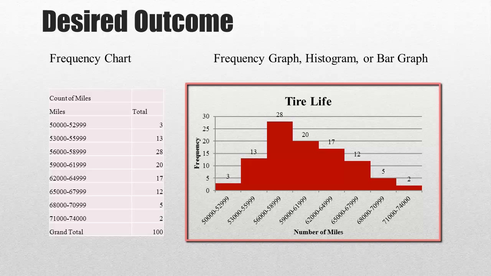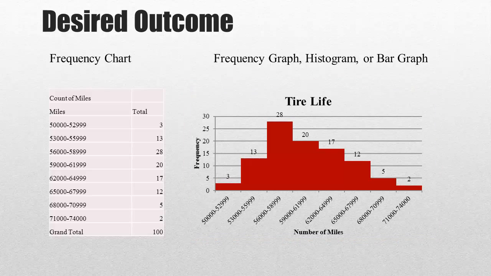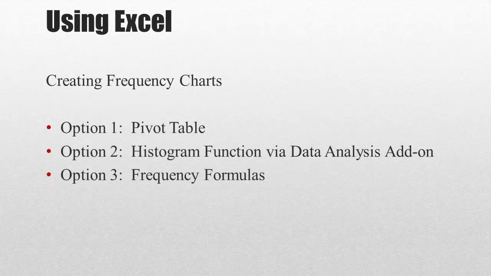So why is it a histogram? It is a histogram because it is continuous data, so therefore we don't have any spaces between our lines, and because we're counting the frequency of how many fell into each bin. So how do we create these frequency charts and histograms? In order to do that, we're going to be using Excel.